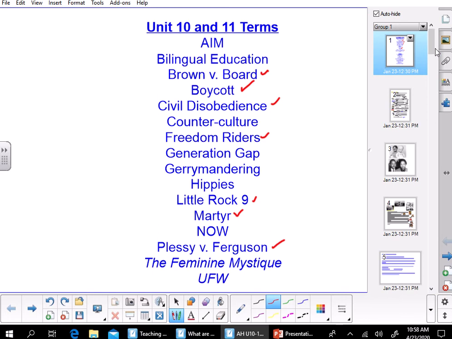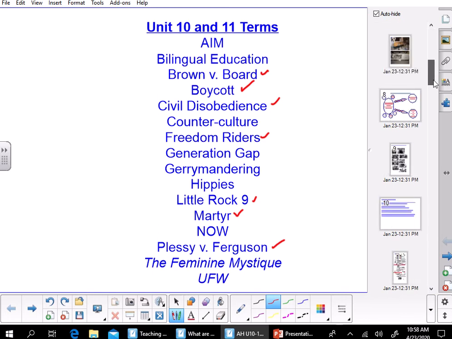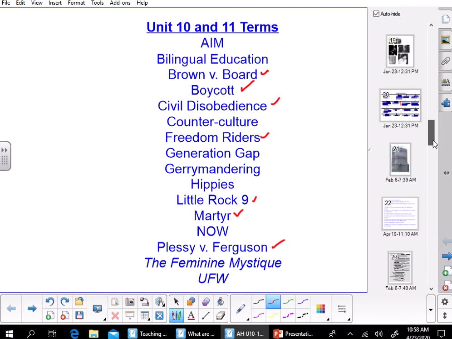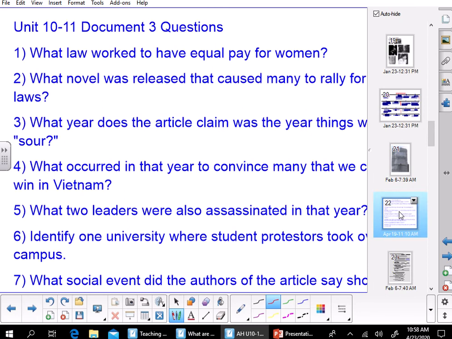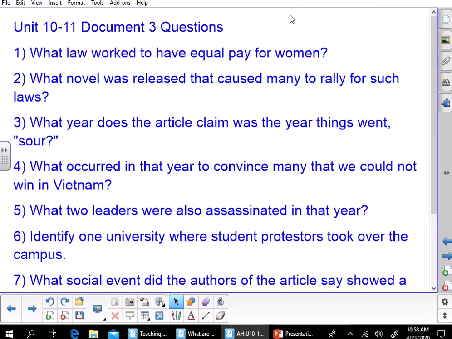Now, yesterday, our last assignment for quarter three was this review, which is really a preview guide and a review guide for the unit. I gave you a document that was attached to this. You had to answer these questions. So, what law worked to have equal pay for women? In case you didn't catch it, just to see if you were kind of right, it's the 1963 Equal Pay Act, or the Equal Pay Act.